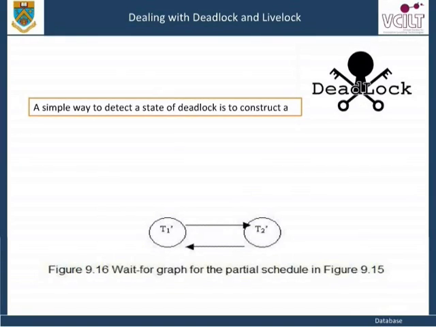A simple way to detect a state of deadlock is to construct a wait-for graph. One node is created in the graph for each transaction that is currently executing in the schedule. Whenever a transaction Ti is waiting to lock an item X that is currently locked by a transaction Tj, create a directed edge from Ti to Tj. When Tj releases the lock on the items that Ti was waiting for, the directed edge is dropped from the wait-for graph. We have a state of deadlock if, and only if, the wait-for graph has a cycle. Figure 9.16 shows the wait-for graph for the partial schedule shown in Figure 9.15.